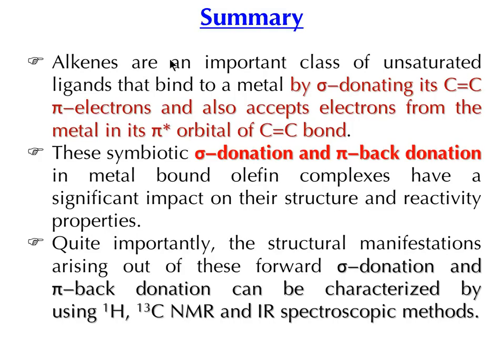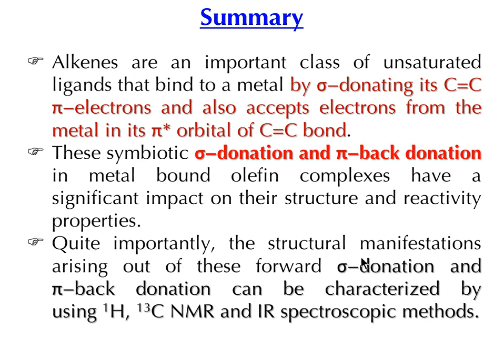As a summary of the metal alkene complexes, alkenes are an important class of unsaturated ligands that bind to a metal by sigma donation of the pi electrons of C double bond C and also accept electrons from the d pi orbital of the metal into the antibonding pi star orbital of C double bond C. The sigma donation of the pi electrons of alkene to M and the pi back donation of M to the pi star of alkene have a significant impact on their structure and reactivity properties.